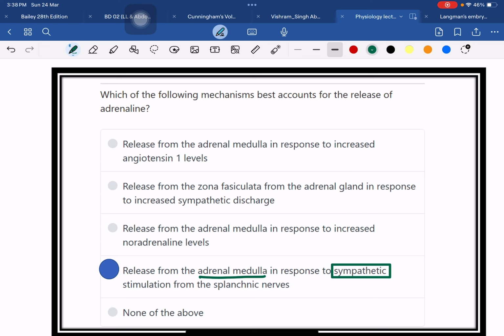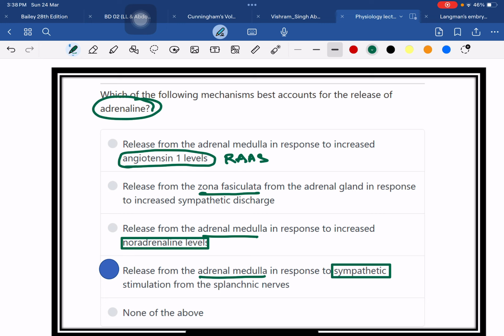Here also it is the adrenal medulla, but it responds to noradrenaline level. It is not true. Then release from the zona fasciculata, which is a part of the adrenal cortex, is also not true. And release from the adrenal medulla in response to angiotensin 1 level is also not true, because angiotensin 1 plays an important role in the renin angiotensin aldosterone system. So our answer is where the adrenaline is released from the adrenal medulla in response to the sympathetic nerve.